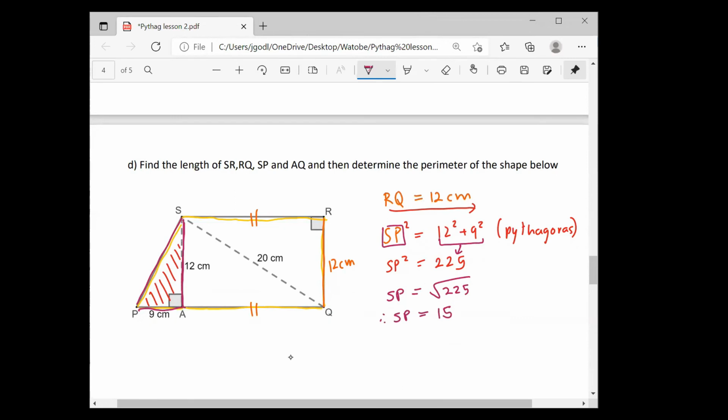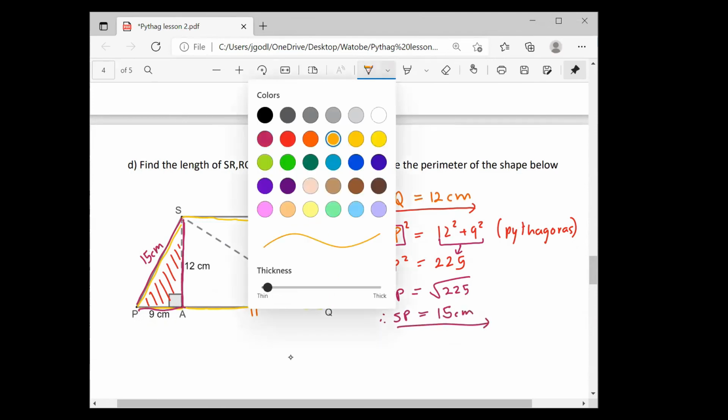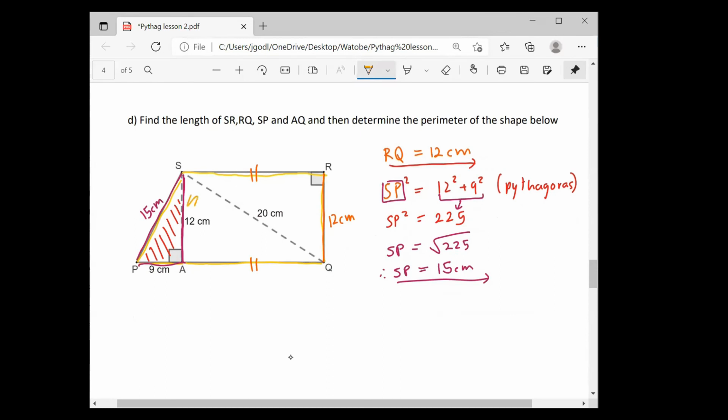Thank you, ma'am. You're welcome. So we know that that's 15 over there. Okay, so now let's move into this triangle here.